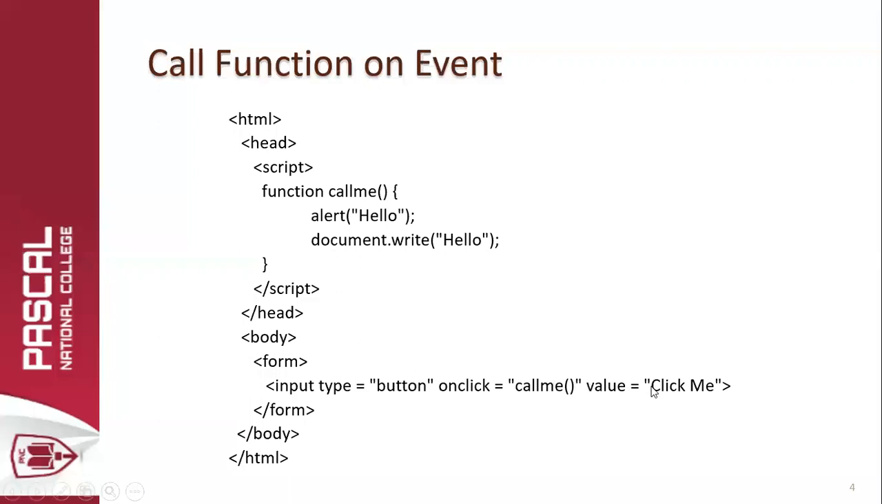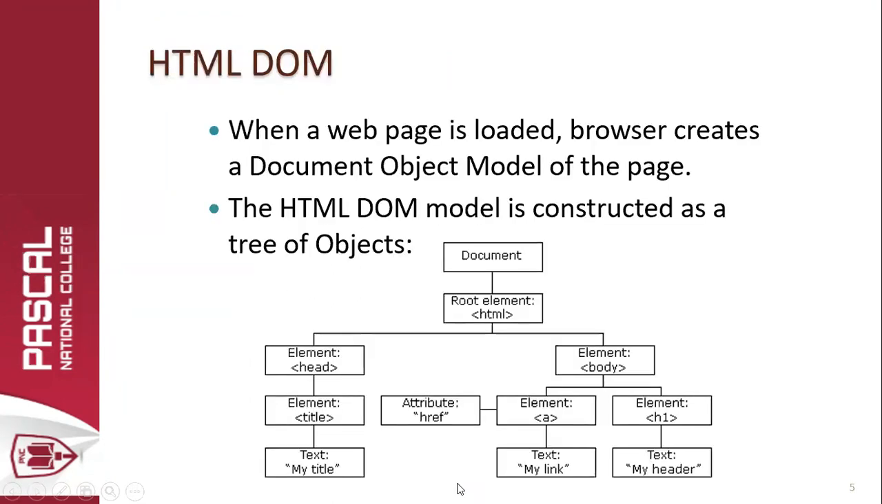So whenever you click on this button, it will alert with a hello message and print the hello message in your page. This is how you can call a function on your button or any control element on particular events.